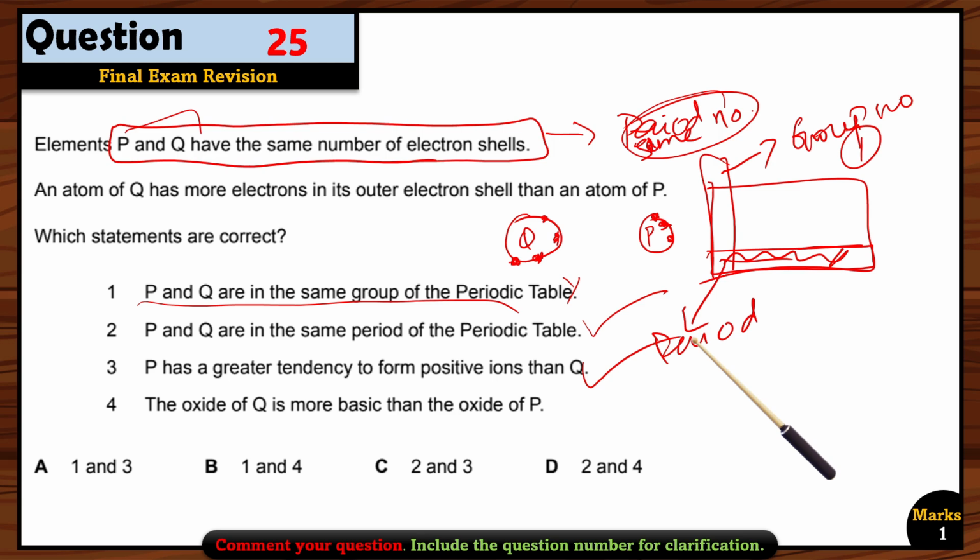Let's see statement 4. The oxide of Q is more basic than the oxide of P. Is this right? No, because basic means it should be a metal. If an element has fewer electrons in its last shell, then it will be more basic. So P is more basic; the oxide of P will be more basic than Q. So this option is not right. So which options are we left with? 2 and 3. So option C is the correct option.